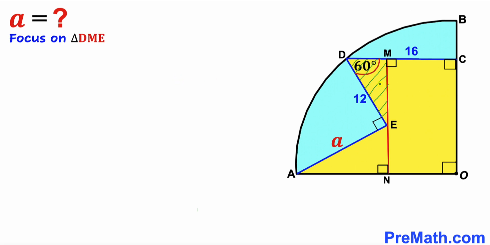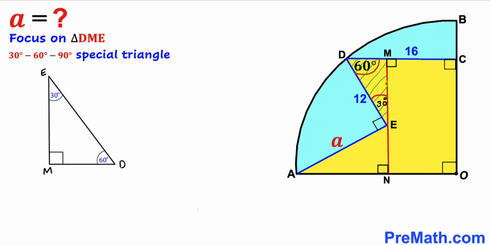Now let's focus on right triangle DME. We know this angle is 60 degrees and this angle is 90 degrees, and the sum of the angles in any triangle is 180 degrees. So this angle has got to be 30 degrees. Now we can see that this is our special 30-60-90 triangle, and I have copied it down over here. In this triangle, 30 degrees is our smallest angle, so the leg opposite to that angle is our smallest leg.